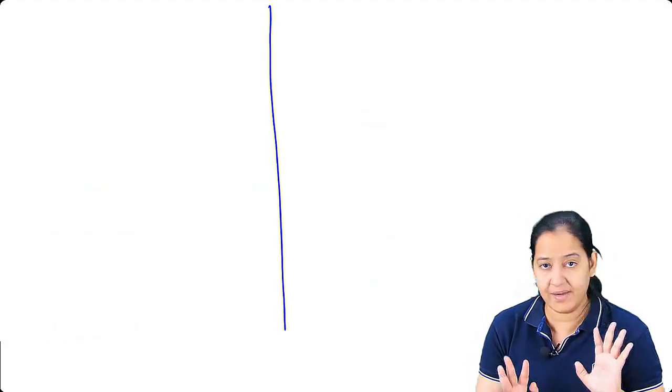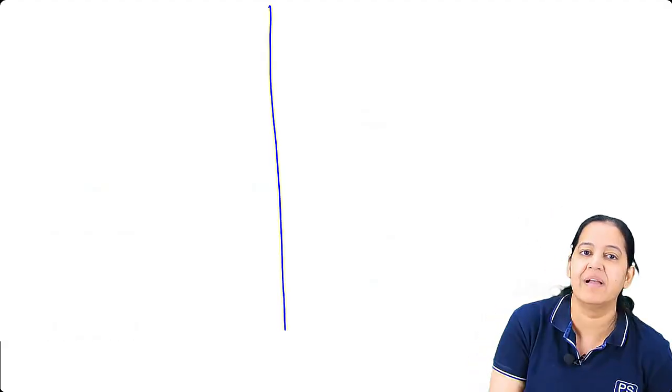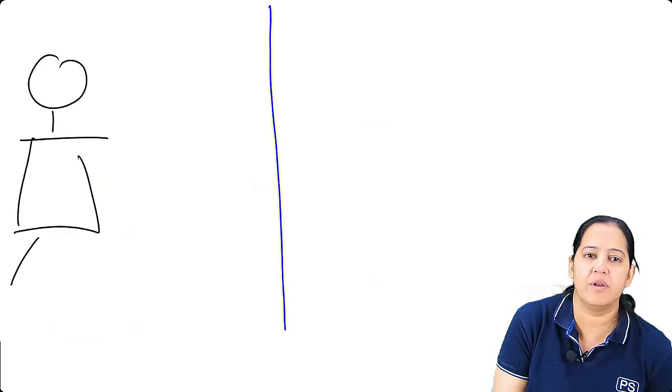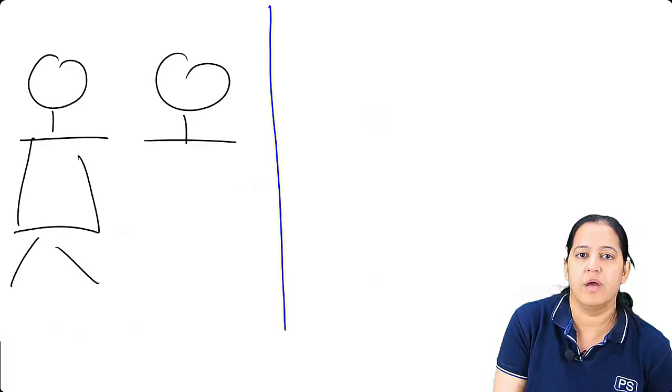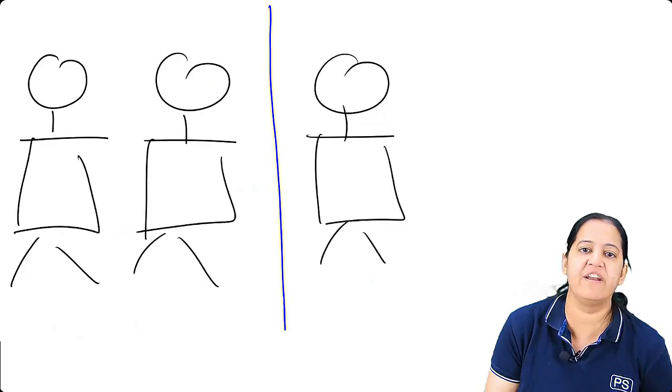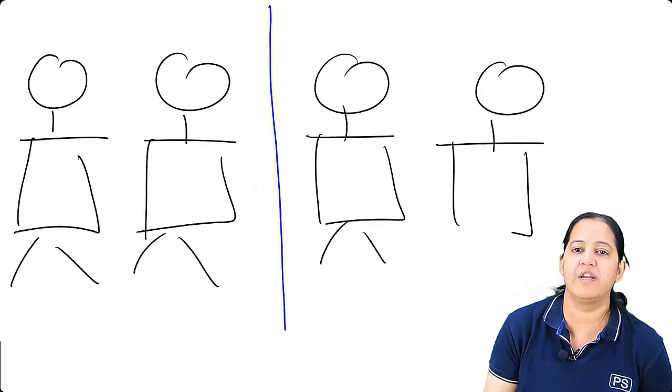Let's assume the host is a human. It can be an animal also, okay? It's not that the host is always human. It can be an animal also. So let me draw the 4 hosts for you. Just assume it is a human. 2 for protozoa and 2 for metazoa. I will explain what is definitive and what is intermediate.